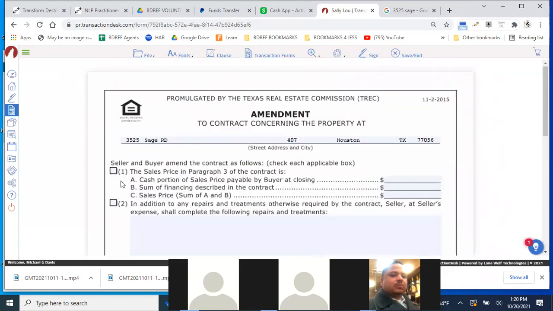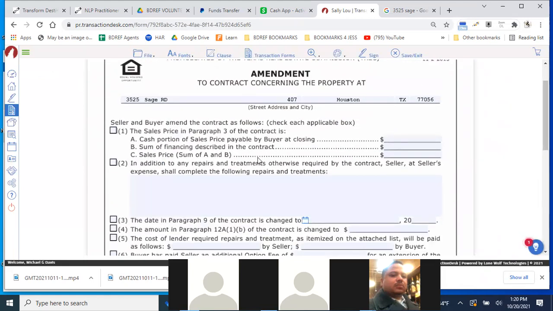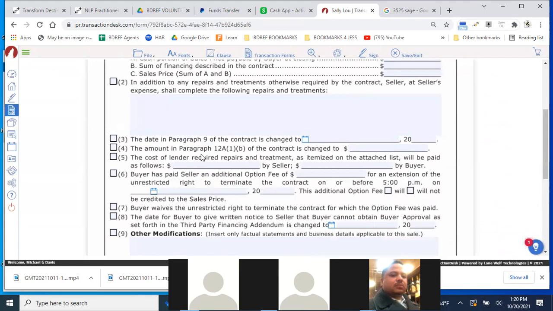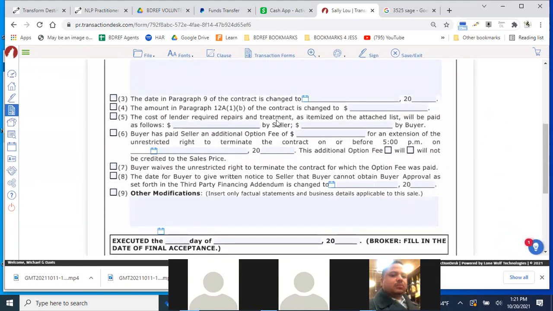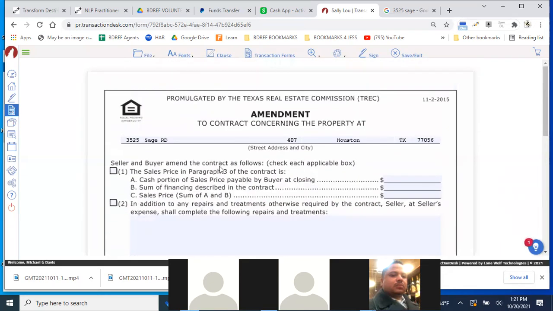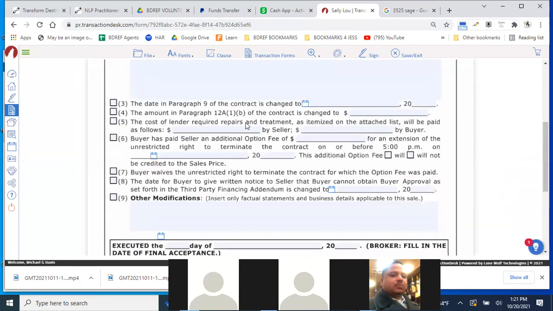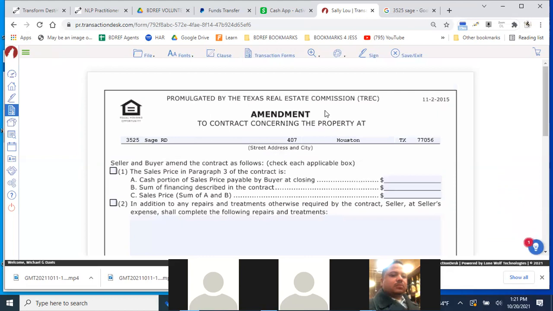And the amendment addresses a lot of the things that you may amend. Like you may amend the sales price, you may amend the close date, you may amend the earnest money amount, lender repair amount. And any other modifications you may be making to the contract, you just use this one page form to do it. So it's the amendment. And it's the same one for all of the contracts: one to four family, condominium, farm and ranch, all of them. It's the same amendment form.